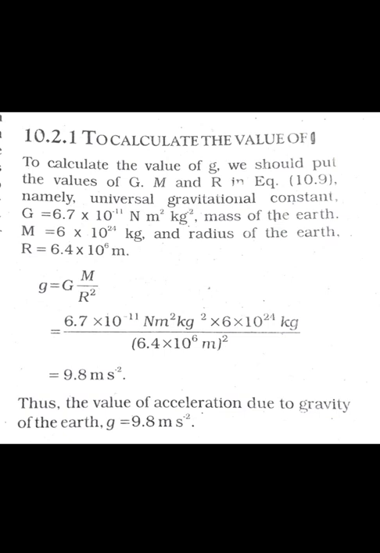on this earth. If you want to find it on any other planet, in place of capital M, the mass of the earth, you can put the mass of that particular planet. For example, if it is Jupiter, capital G, the universal constant, remains the same. Then it is the mass of Jupiter upon the radius square of Jupiter. So for any other planet, you can substitute those values. Okay.